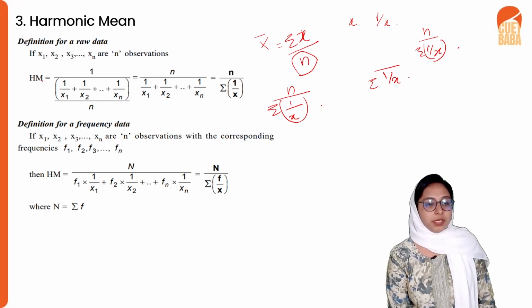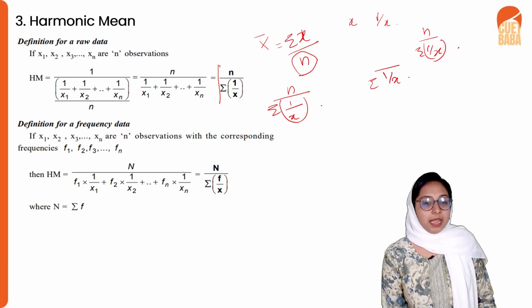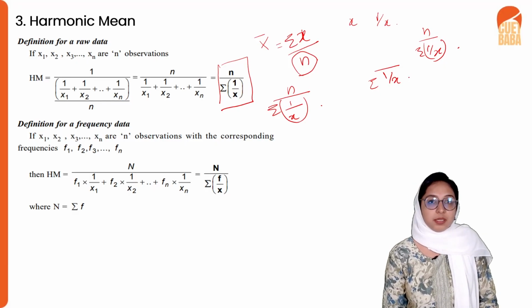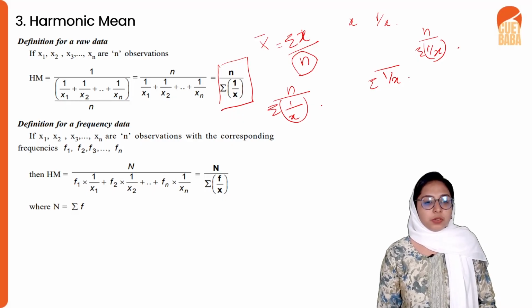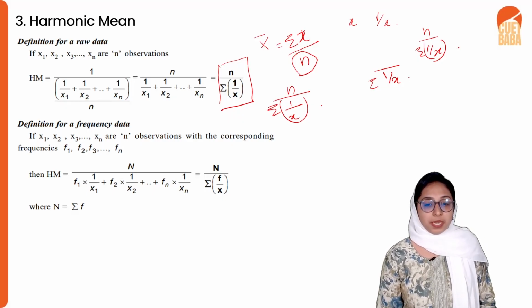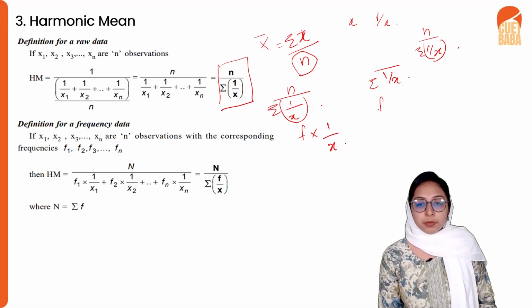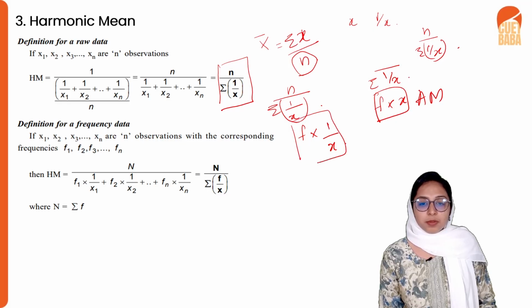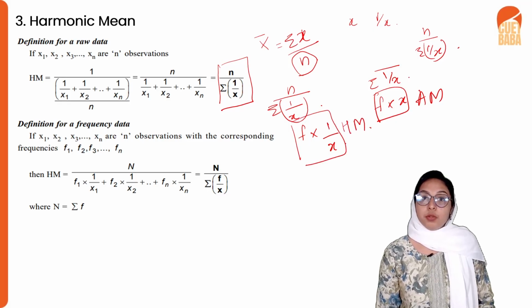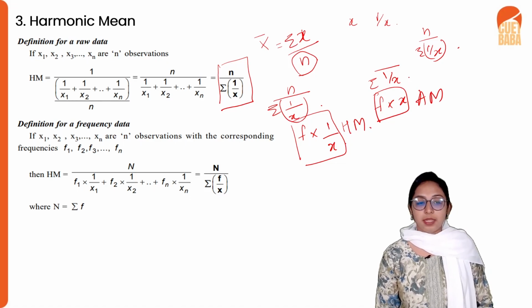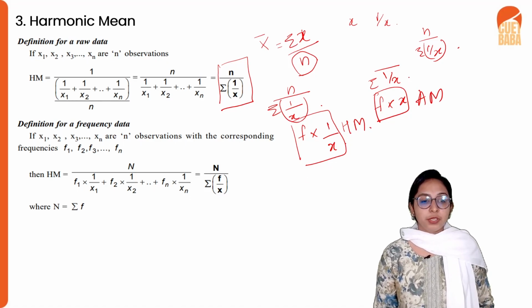Okay, the harmonic mean equation for the raw data is nothing but n divided by summation 1 by x, which is the reciprocal of the arithmetic mean we found in the previous slide. Then for frequency data, if frequency is there, we will multiply f into 1 by x. For arithmetic mean, we multiplied f into x. This is for arithmetic mean. And for harmonic mean, we find f into 1 by x, and we will find the summation of f by x and then calculate the harmonic mean for the frequency data.